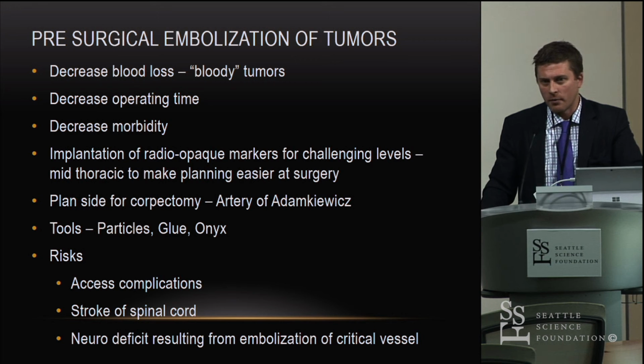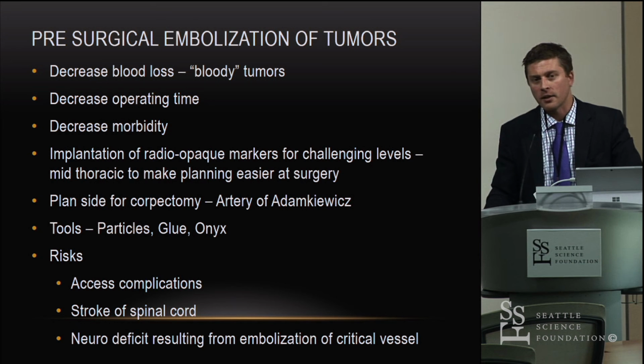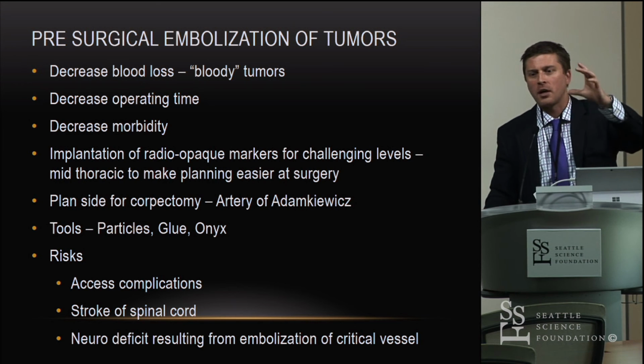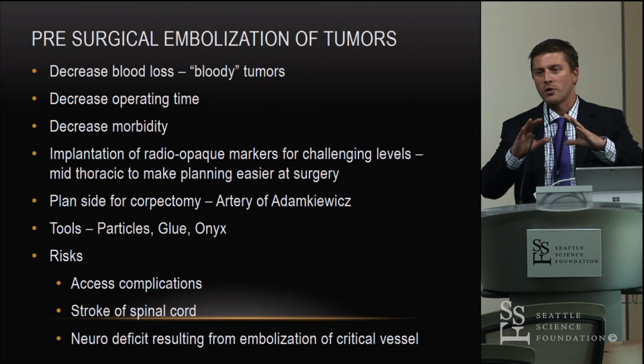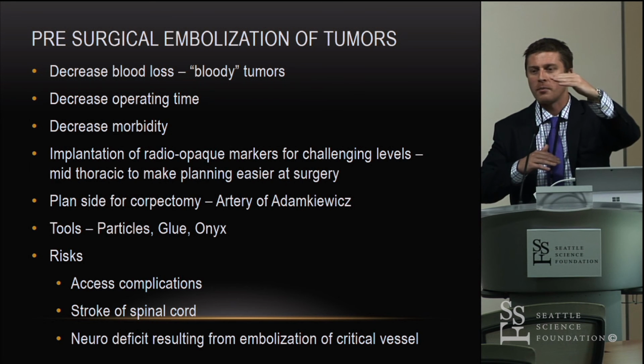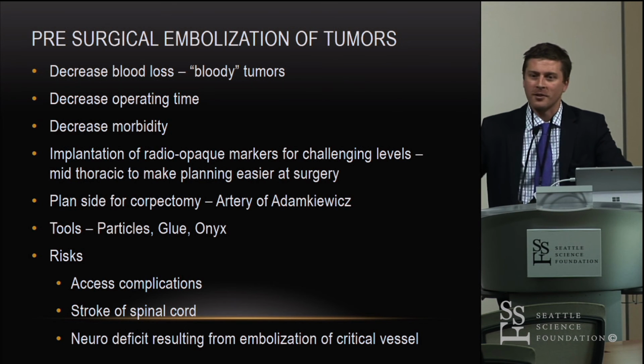The tools we have, we tend to use particles, glue, or Onyx. When we're using particles, we embolize above and below the lesion that we're targeting. What we often find is that if you just embolize the level that has the blood supply, then you get increased hypervascularity above and below. So what our guys have noticed, at least anecdotally, is that when they do the incision, the areas around the tumor are really dry like chalk, and then further up they can get sort of venous engorgement and more bleeding because everything's redirected to those levels.